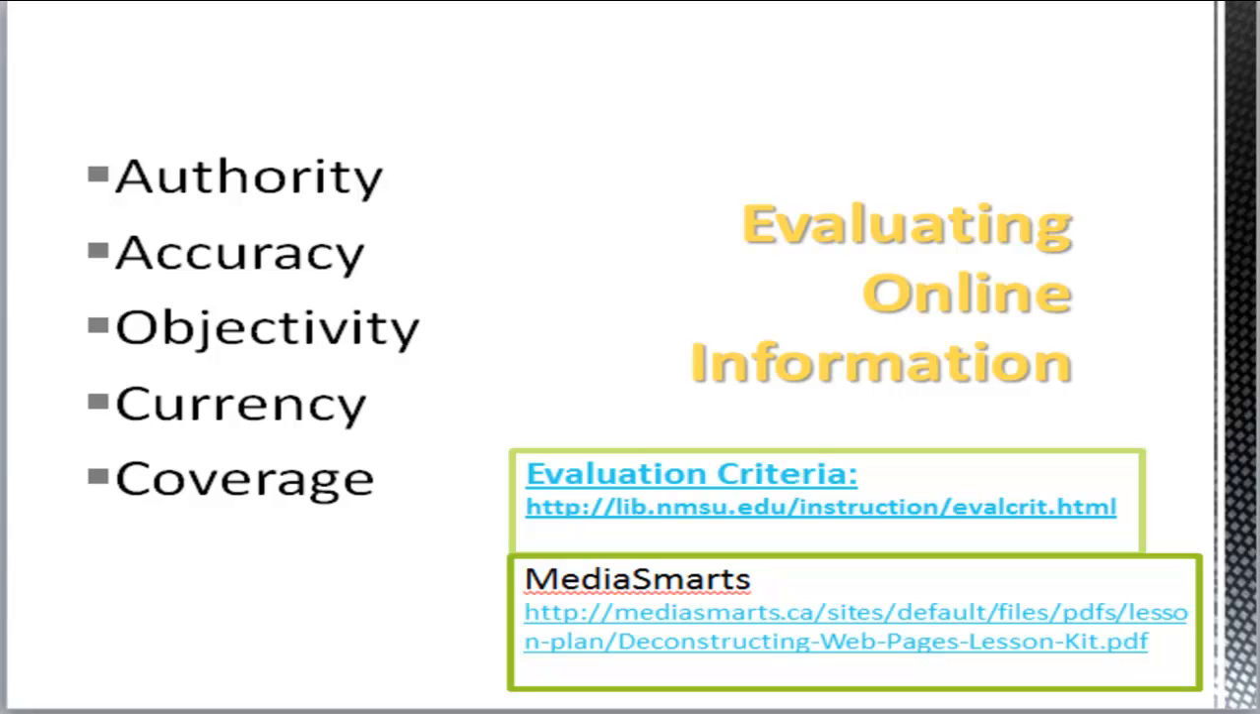There are some criteria we can use to evaluate online information to ensure that our sources are valid, accurate, relevant, thorough, and reliable. These criteria are listed on the slide as authority, accuracy, objectivity, currency, and coverage. We will examine each one of these categories separately and consider which questions we can use to help guide our evaluation of online material, particularly websites.